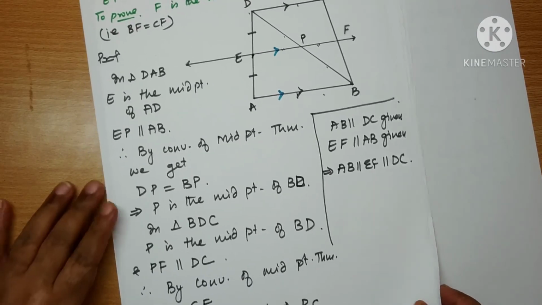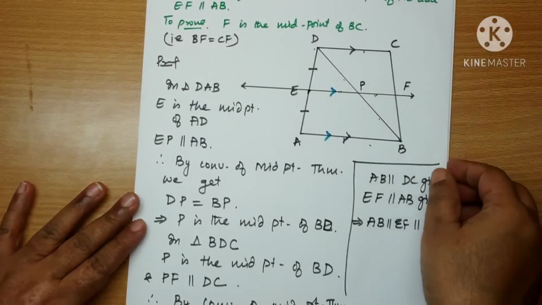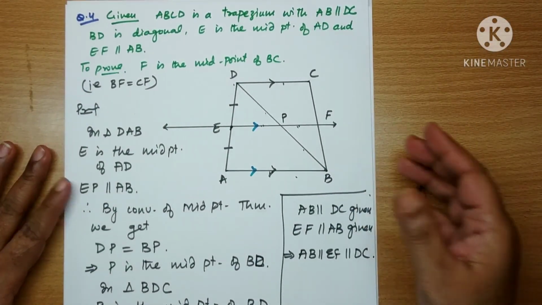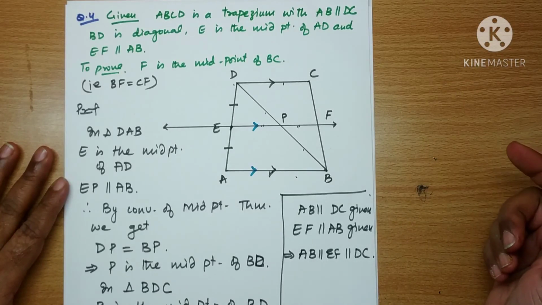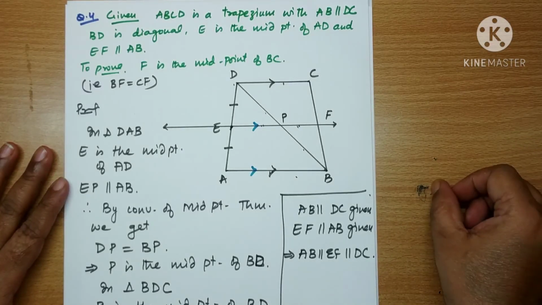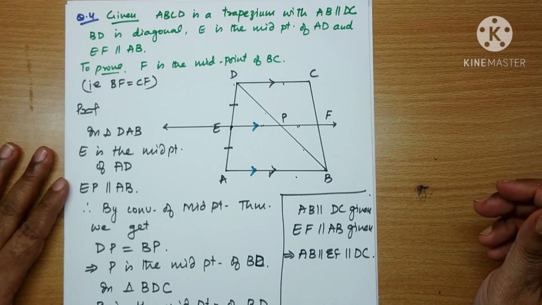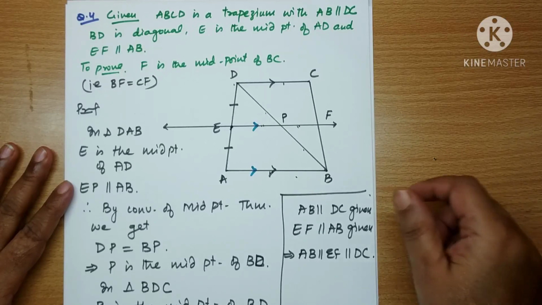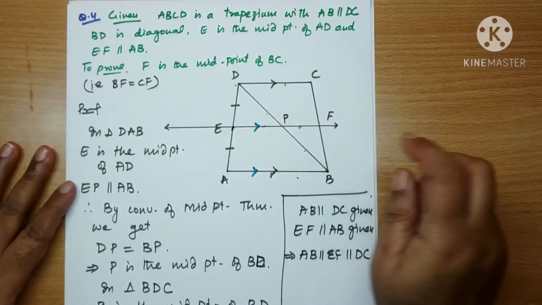So in this question we had to prove F is the midpoint of BC. Now how do you get the midpoint? Midpoint we get by converse of midpoint theorem, right? Converse of midpoint theorem says in a triangle, if a line passes through the midpoint of one side and is parallel to the other side, then it bisects the third side. That is, it divides the third side in two equal parts.